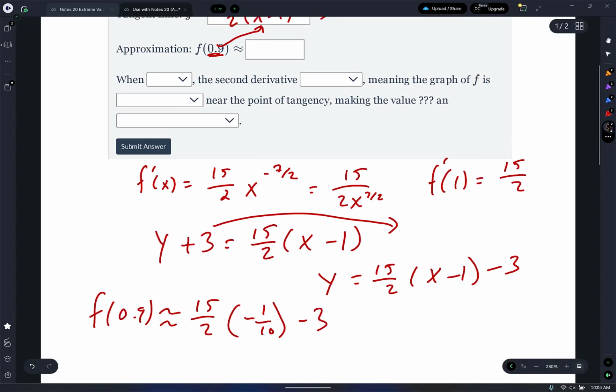Okay, so let's see. I see a 15 and a 10, so I like to reduce these, 3 and 2. 5 goes into 15 3 times. 5 goes into 10 2 times. Is everyone okay with that? Okay. So let's see what I see. 3 times 1, so a negative 3 over 4 minus 3.